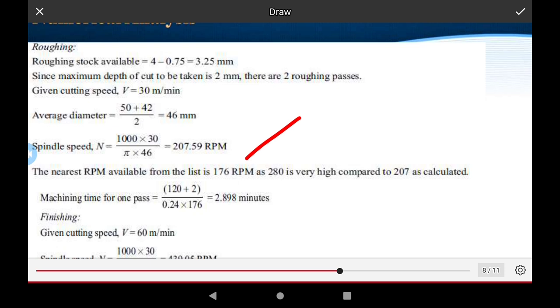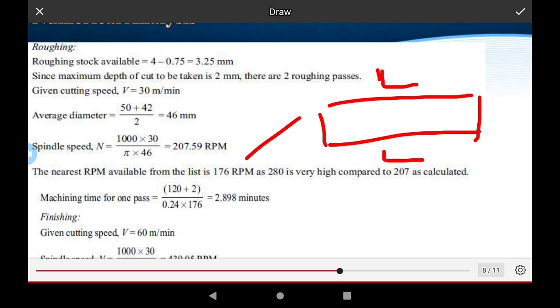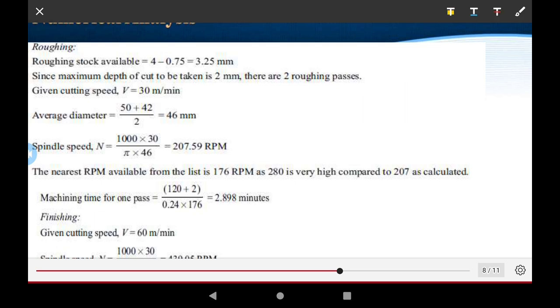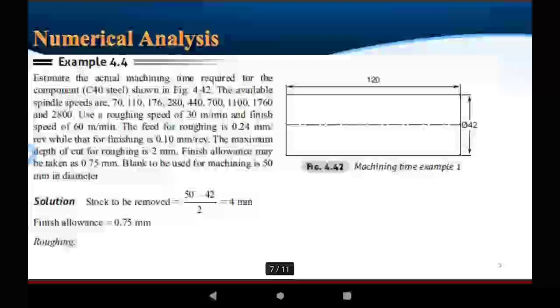Now calculate the machining time of the process, the number of passes and the machining time. The total length of the job is 120 plus the approach and overrun lengths, one here and a second one here, considered for the machining. The time is the total length upon the feed rate into N, where N is the number of passes.